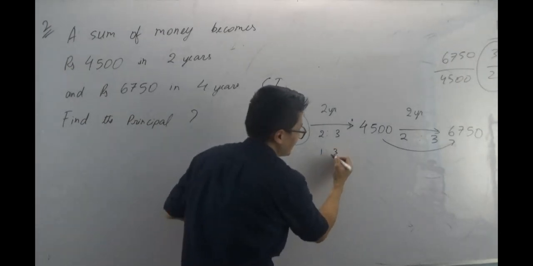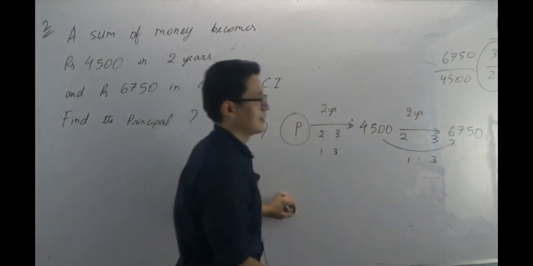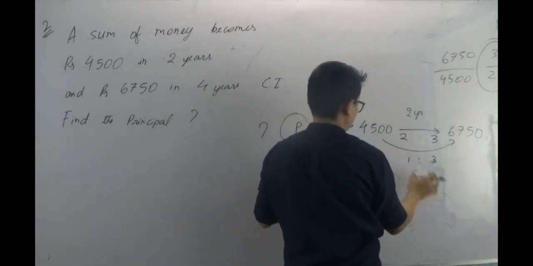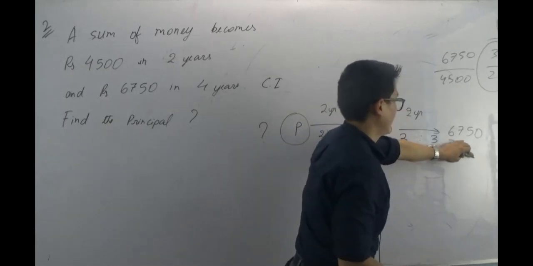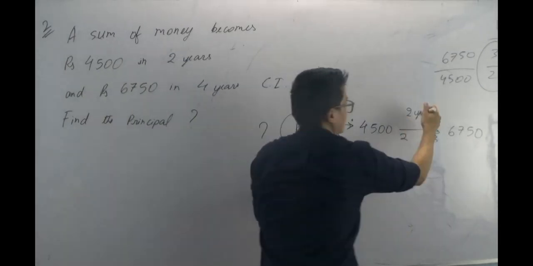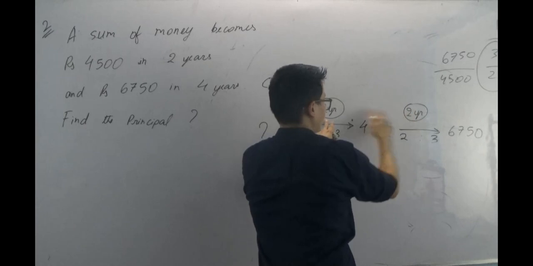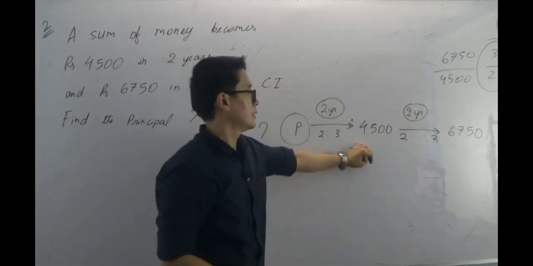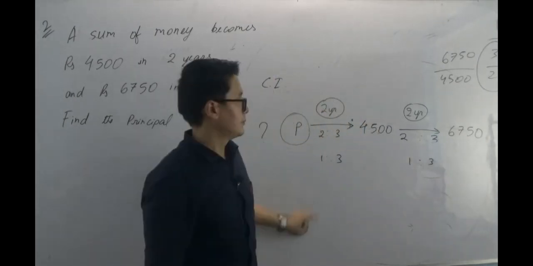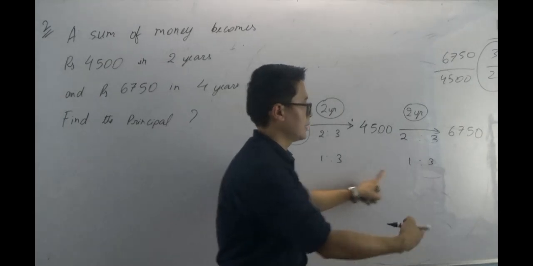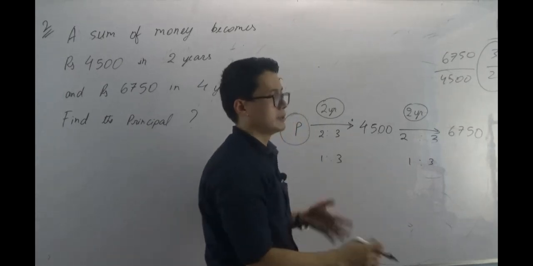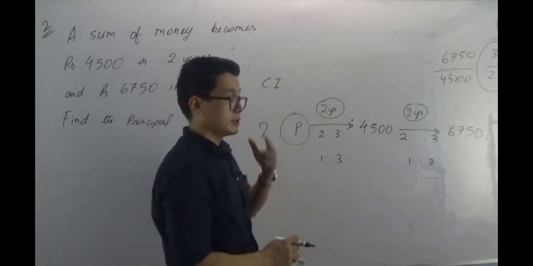So if the year remains the same, the ratio will remain the same. Whether it is 3 by 2 or 2 by 3, whichever, the ratio stays. Ratio and proportion. That's how nice it is.